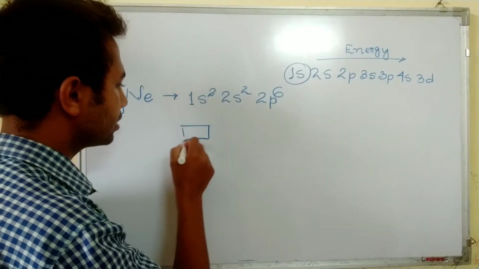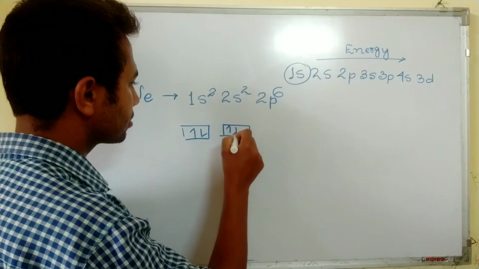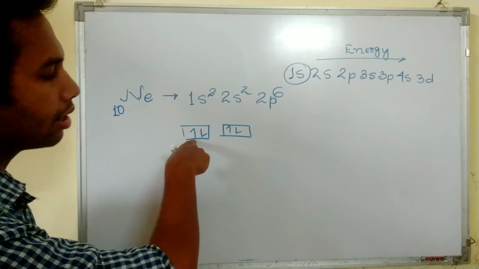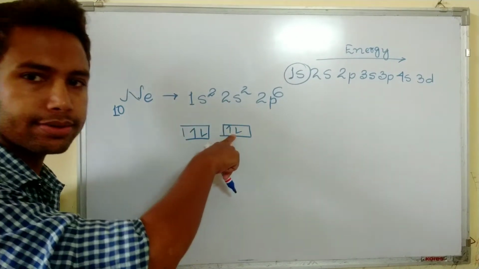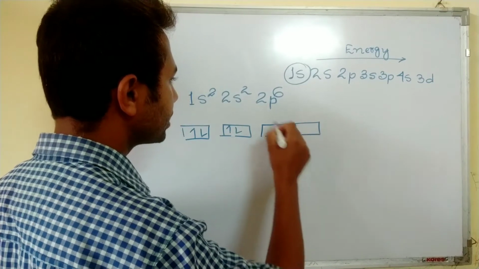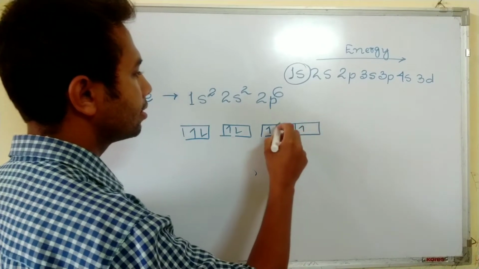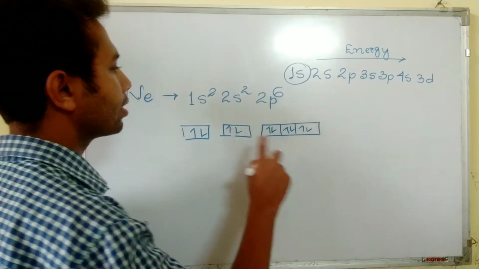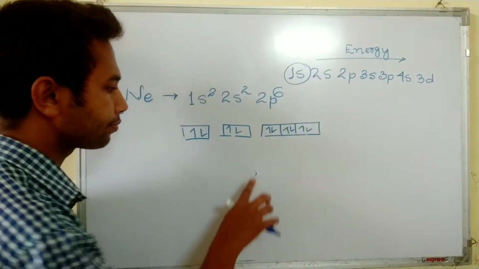It will be like this: 1s2, 2s2. The 2 electrons in 1s are these two. The 2 electrons in 2s are these two. The 6 electrons in the p orbitals will be, first we have to give here, then here, then here, then we have to pair up. So 1, 2, 3, 1, 2, 3, 4, 5, 6.